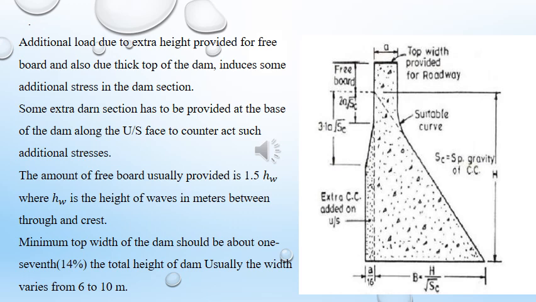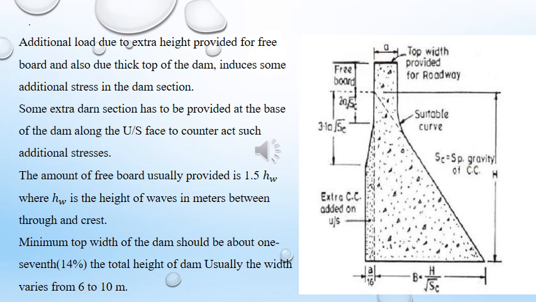So, addition of these two provisions, that is the freeboard and the top width, means providing some additional concrete. Then the resultant will be shifted towards the heel. So, some extra concrete is provided on the upstream side. The top width is taken as 14% of the total height of the dam.